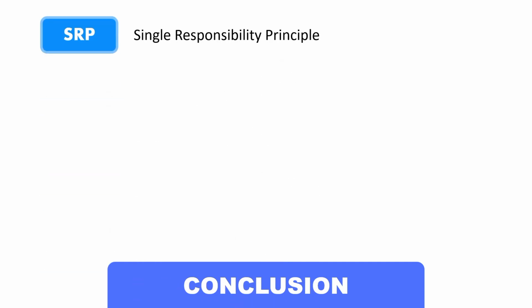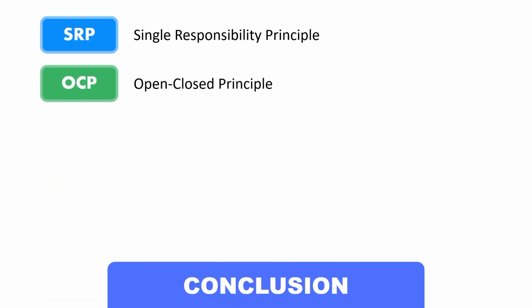SRP keeps classes focused on one job, like having experts who excel in their specific roles. SRP ensures that classes have a single reason to change, making our code organized and easier to understand. OCP indicates that the code should be open for extension but closed for modification. By using abstraction and interfaces, we can add new features without altering existing code, promoting code reuse and adaptability.